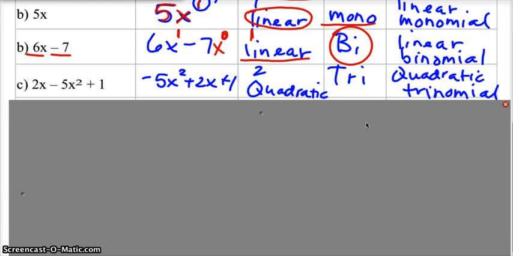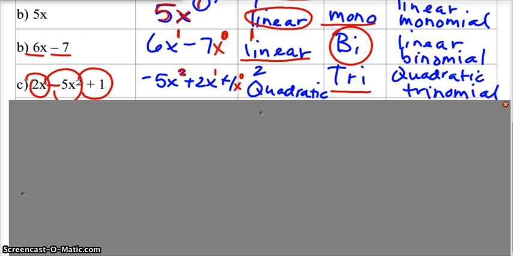Letter C. Letter C has three distinct pieces, 1, 2, 3, which is why it's referred to as a trinomial. The exponents need to go in order from highest to lowest. So the term with the exponent of 2 comes first. Make sure that it's a negative 5. The one with an exponent of 1 comes next. And then the one that has an exponent of 0 comes next.